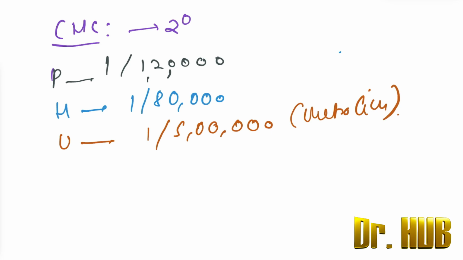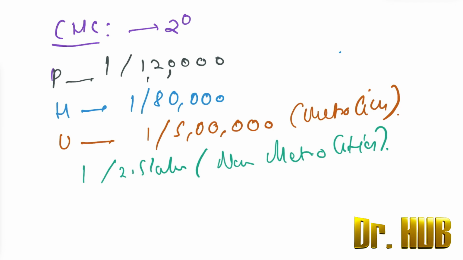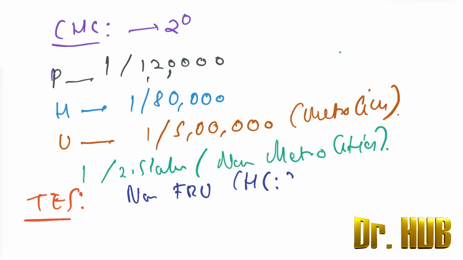Next is 1 per 2.5 lakh, and this will be in terms of non-metro cities. Then we look at the TES, that is the total essential staff. In terms of the non-FRU CHC it is going to be 32. Next, in terms of the FRU CHC, this is 52.